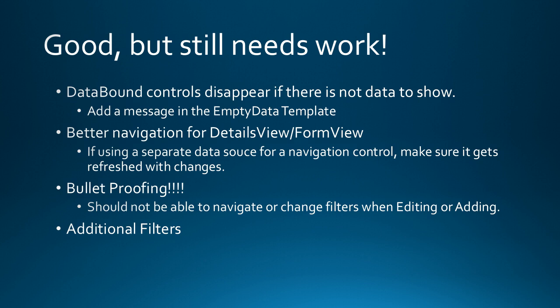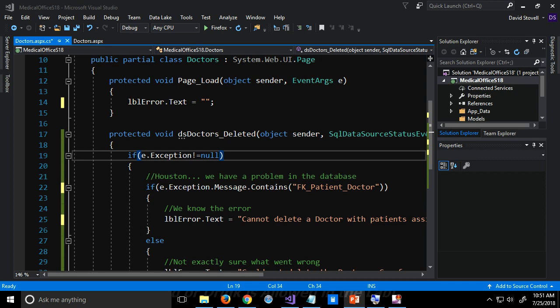Better navigation for the details view and form view. Even our doctor example we've done so far today, right? I have to page through, easy with only 3 doctors, but if you have a large number, okay, there's issues with that. Bulletproofing, right? So we'll talk about that more in the next section that we cover, and then adding additional filters besides just foreign keys, things like that. All right, that's the end of that PowerPoint, and let's just carry on.